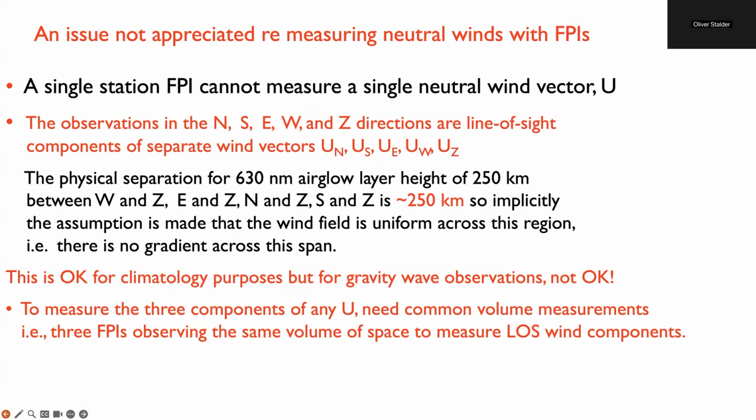And generally speaking, the wind vectors are different, even for a separation of 500 kilometers. This issue is okay for climatology purposes, but for gravity wave observations, where you'd like to have all components of the neutral wind vector, this approach is not okay. So to measure the three components of a neutral wind vector, you need to have a common volume measurement: three Fabry-Pérots observing the same volume of space to measure line of sight wind components. And Mark Conde has been using this approach to do his work with his SDI Fabry-Pérot. I don't have time to talk about that particular instrument, but it's a Fabry-Pérot in principle, but the approach is quite different from the imaging Fabry-Pérot using the digital camera.